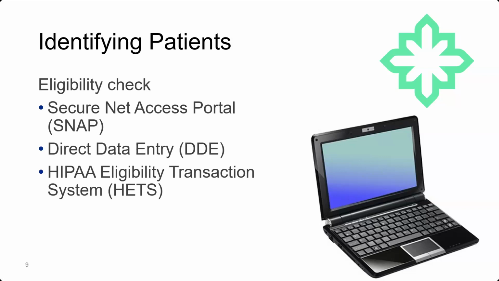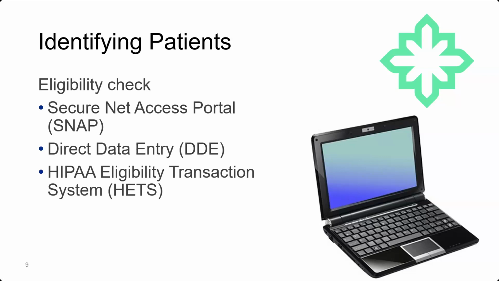And this is done in your eligibility check. Your eligibility check offers 3 different options: the Secure Net Access Portal, or SNAP, sometimes also referred to as just the portal. This is on the WPS website, wpsgha.com. It's the secure section where you log in. It's where you have an eligibility check. This uses the 270, 271 HIPAA eligibility transaction to receive the information. 270 goes out and checks the common working file. 271 is the response from the common working file back to our system. It's just a standard HIPAA eligibility transaction.